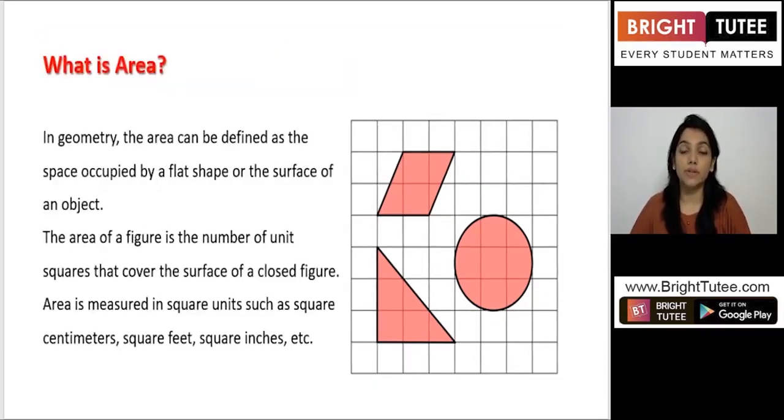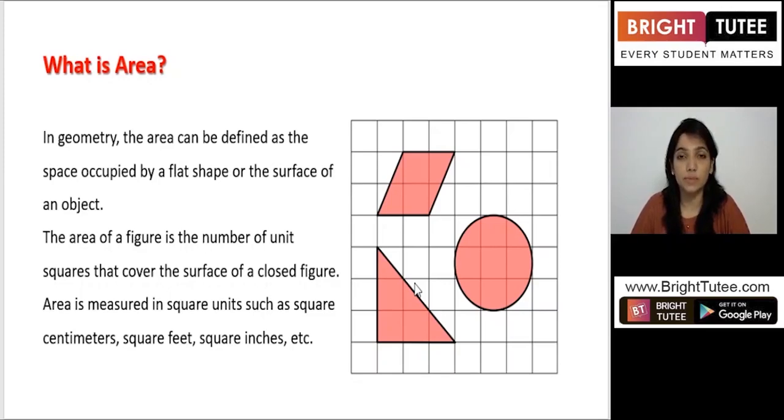In geometry, the area can be defined as the space occupied by a flat shape or the surface of an object. Let's read this again. In geometry, the area can be defined as the space occupied by a flat shape. As you can see in the example, this rhombus, this circle, and this triangle are all flat shapes, right?